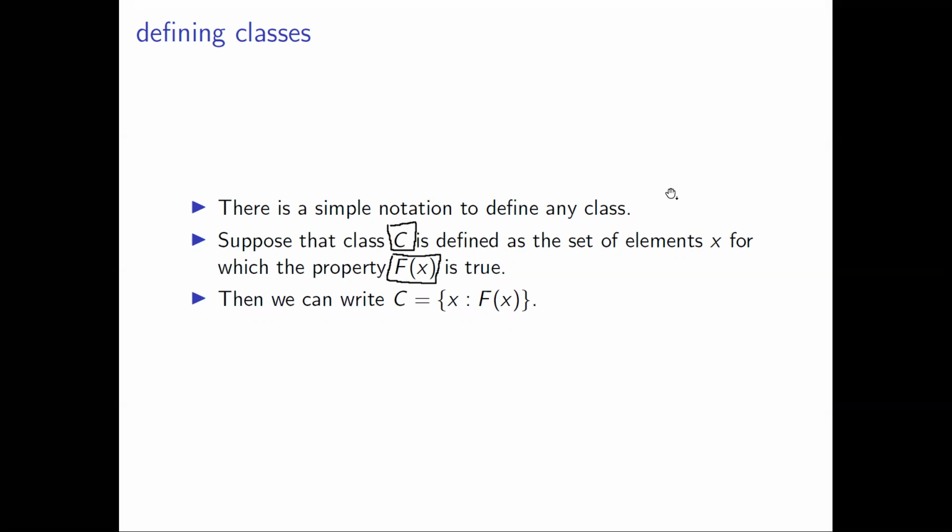So we can write our class C, instead of writing it out in all those words that we saw in the second bullet, we can write it simply as C equals squiggle X colon f of X. And in words that's saying that C is the set of all elements X for which f of X is true. So that colon right there, you can think of that colon as saying for which.